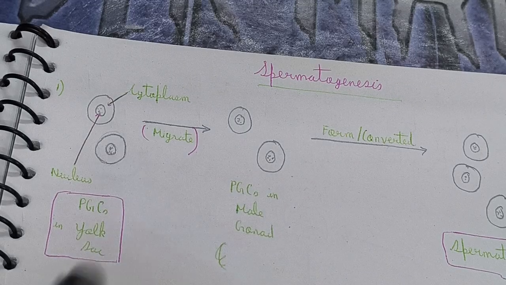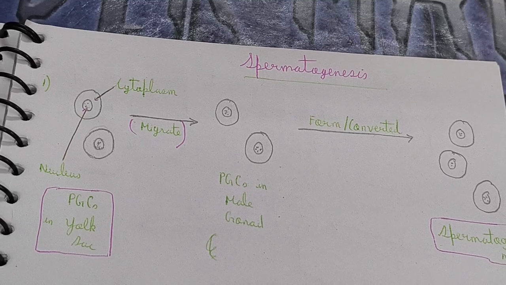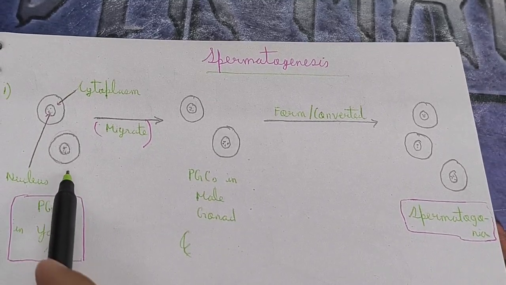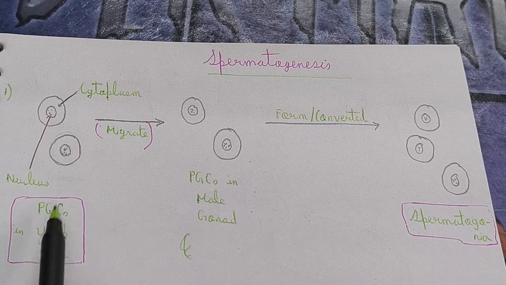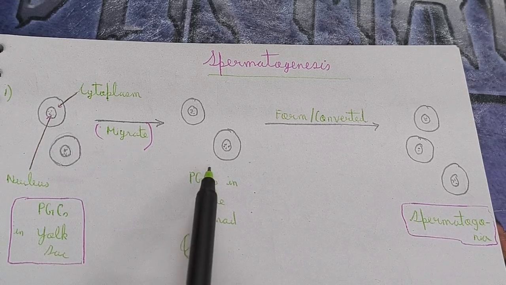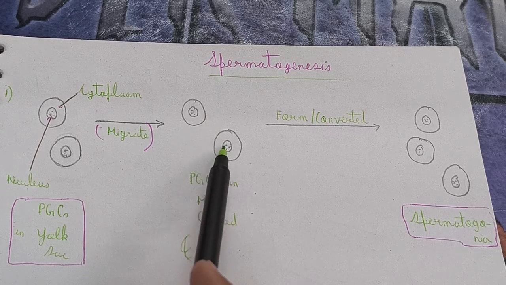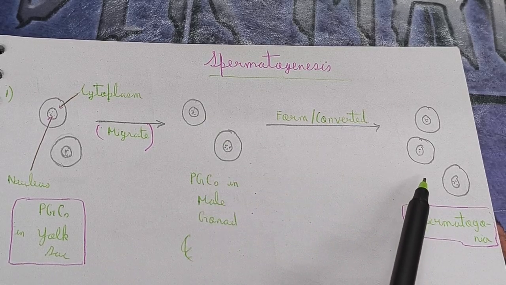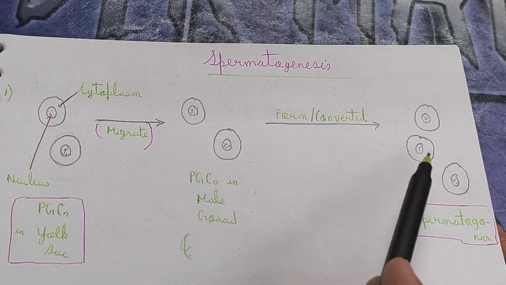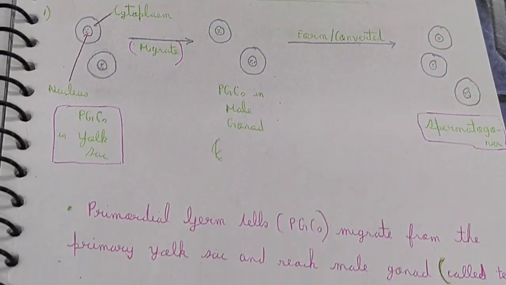So now the main topic is spermatogenesis. First of all, you should see the diagram. Here these are the primordial germ cells in the yolk sac. From the yolk sac they have started to migrate and they reach the male gonad, and in the male gonad the primordial germ cells give rise to, or are converted to, spermatogonia. And all this information I am going to write.